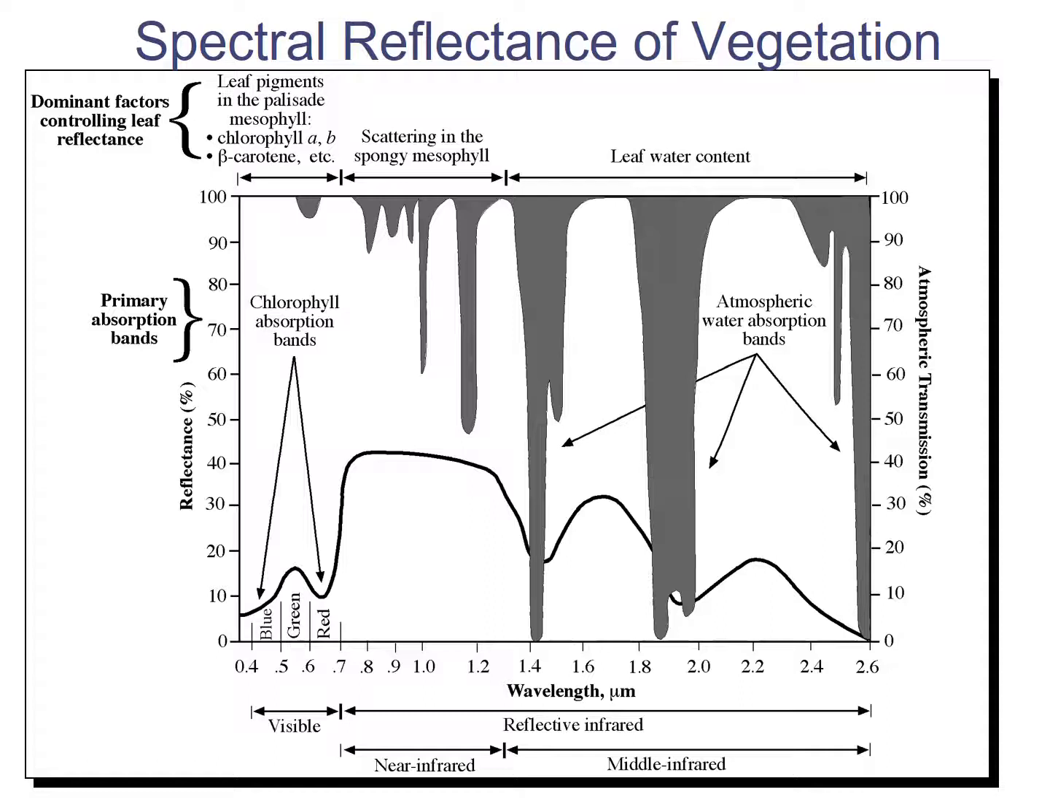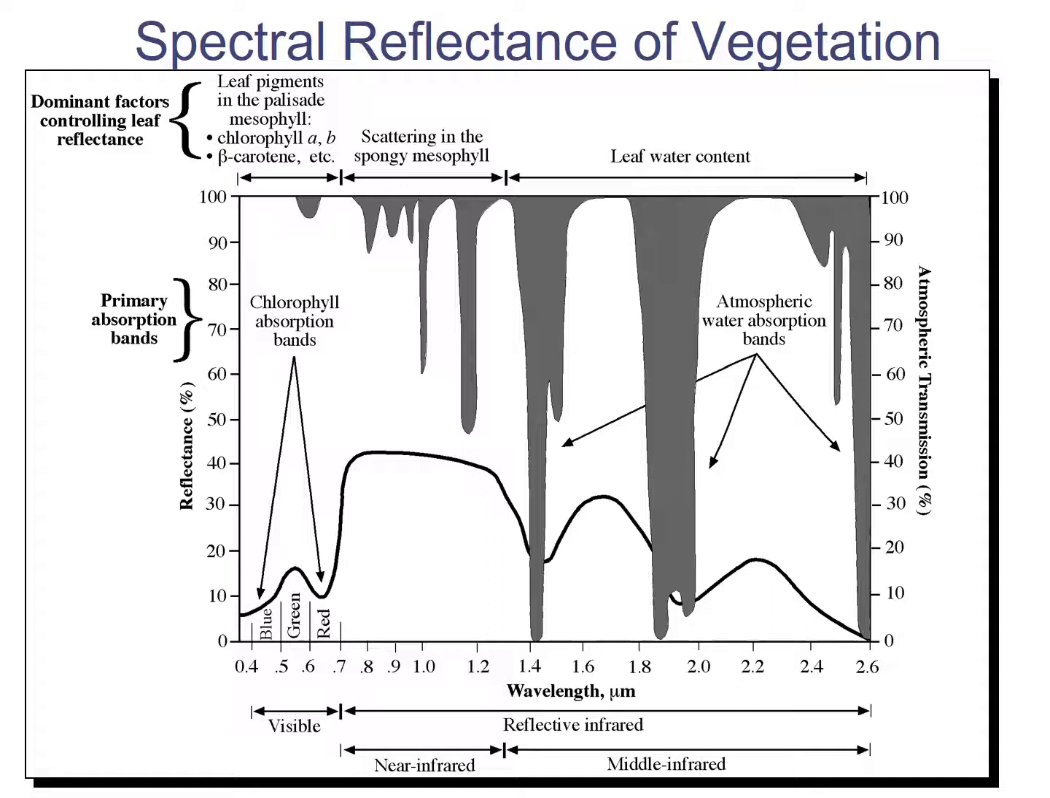Alright, so let's go back and try to combine all this together into sort of one cohesive idea. Let's look at that spectral reflectance again of vegetation. So this graph has a lot going on. The first thing we're going to look at across the bottom on the x-axis is the wavelength. And you can see where the visible spectrum is, where the reflected infrared is, and then they've broken that down into the near and the middle infrareds. The visible is also broken down further into the blue, the green, and the red.